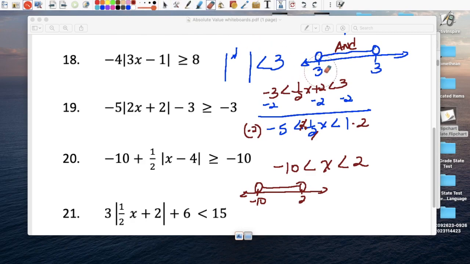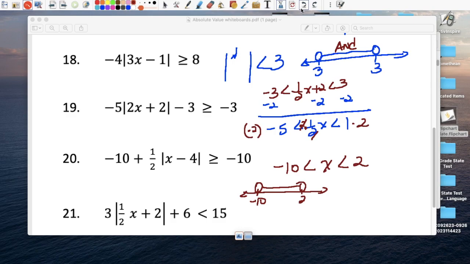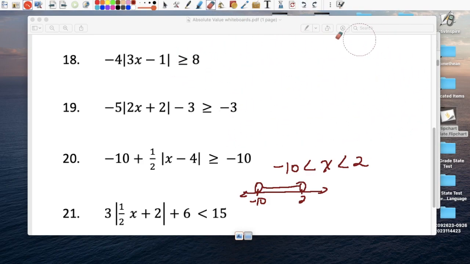And where is our inequality? Let's go back to our inequality. Let me erase this. The inequality was, let me just get the inequality back. Sorry, guys. So we had half of x plus 2, right? This was what we had before.